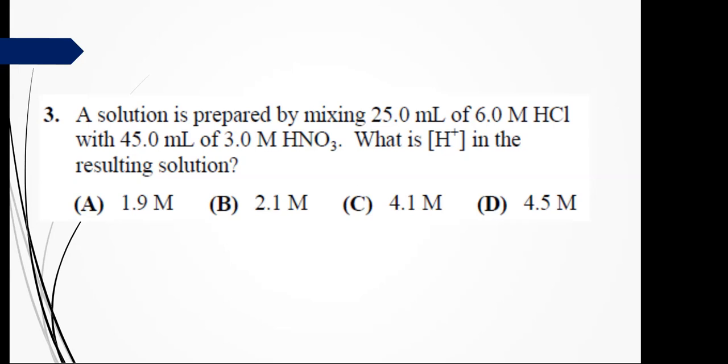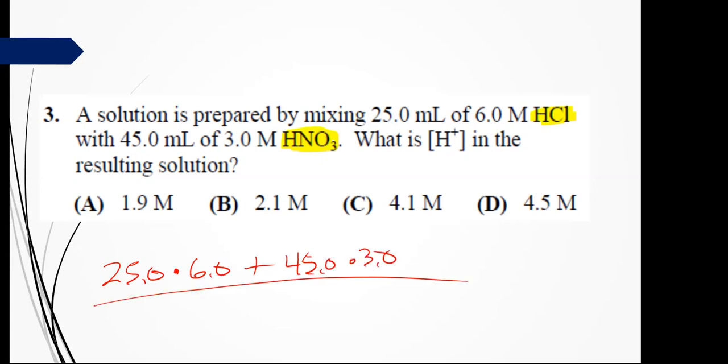All right. And so this one should be pretty straightforward. What type of acid are both of these? We have HCl and we have nitric acid. Strong. So if they're strong, then we know that they completely dissociate. If we want to find our H+, then we just need to take their volumes times their molarities, add them together, and then divide by the new volume of the solution. So that's going to be 70.